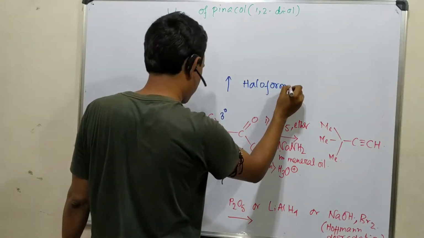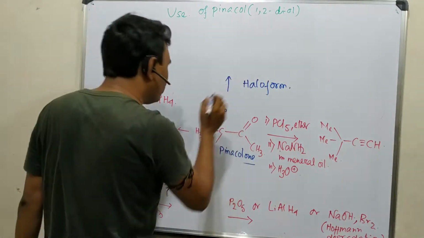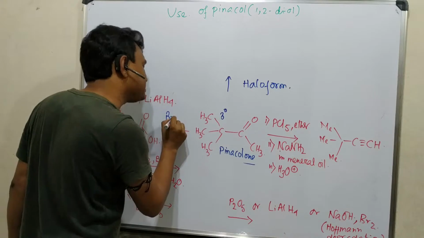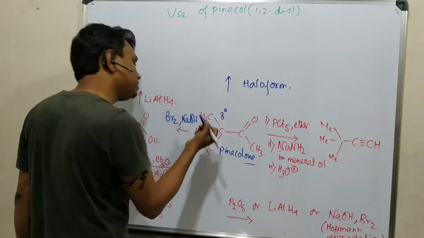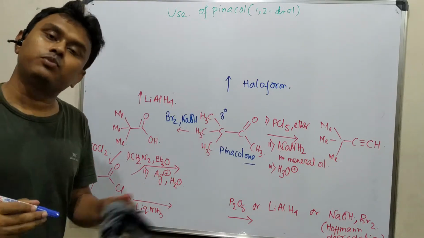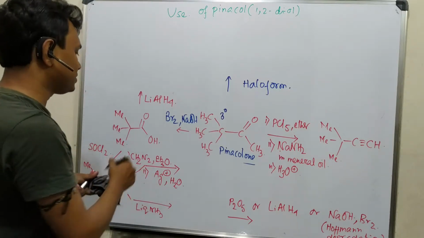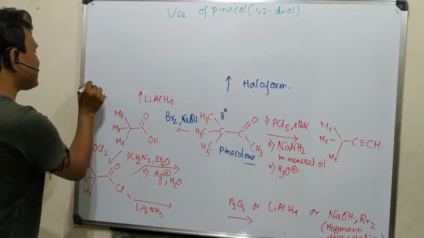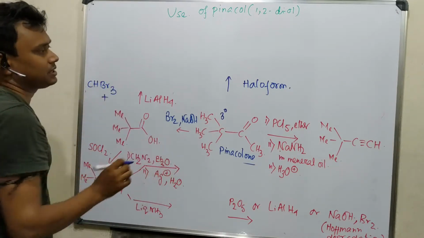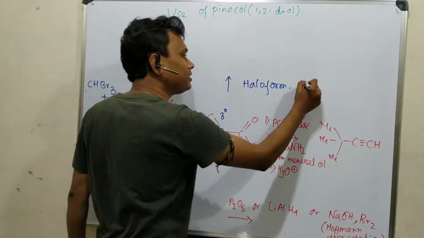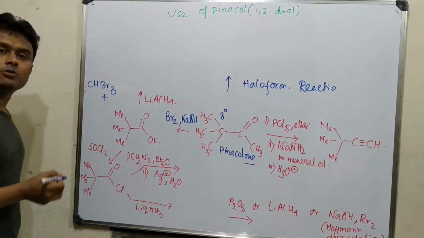Haloform reaction means in presence of a halogen, for example bromine, and alkali. Or chlorine, or iodine. If you take bromine, then bromoform; if chlorine, it's chloroform; if iodine, it's iodoform. So what does it produce? It produces a carboxylic acid plus the corresponding CHBr3, since I have taken Br here. This is one of the important reactions, the haloform reaction, to produce this carboxylic acid.